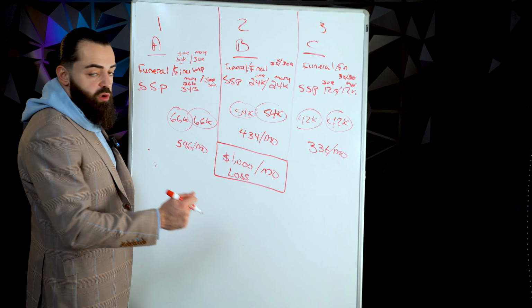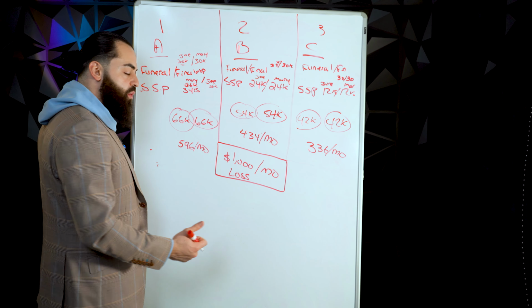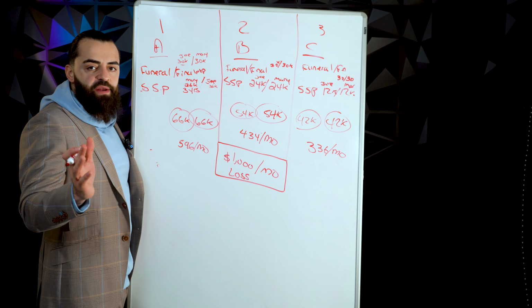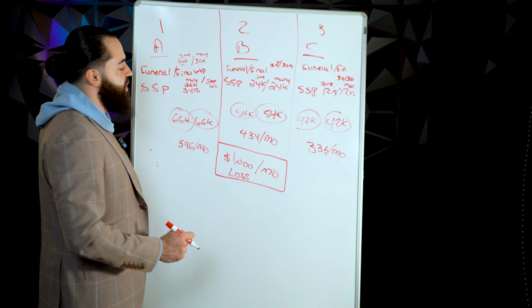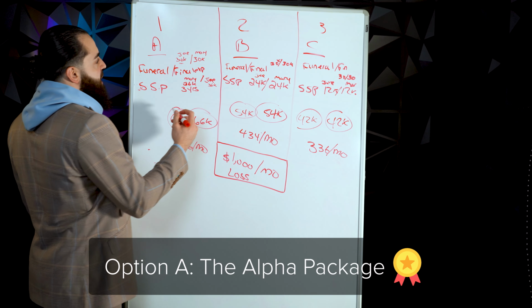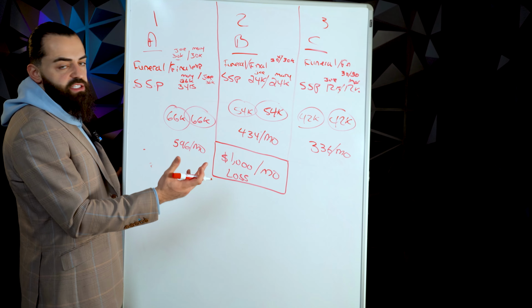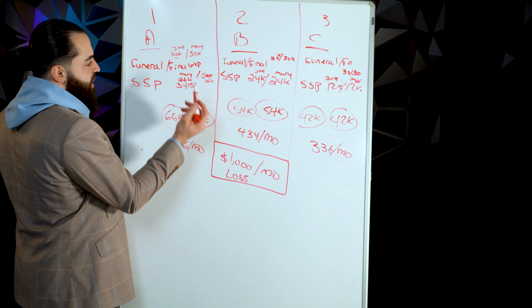Now, we can try to pull as much teeth as we can if you don't qualify health-wise and try to steer to a different product, but sometimes they could just decline you altogether. You won't qualify for anything. So with that said, we have option A. This is the alpha package of them all. This is the hardest one to qualify for because you're obviously asking for more. What it does is it protects your funeral final expenses.